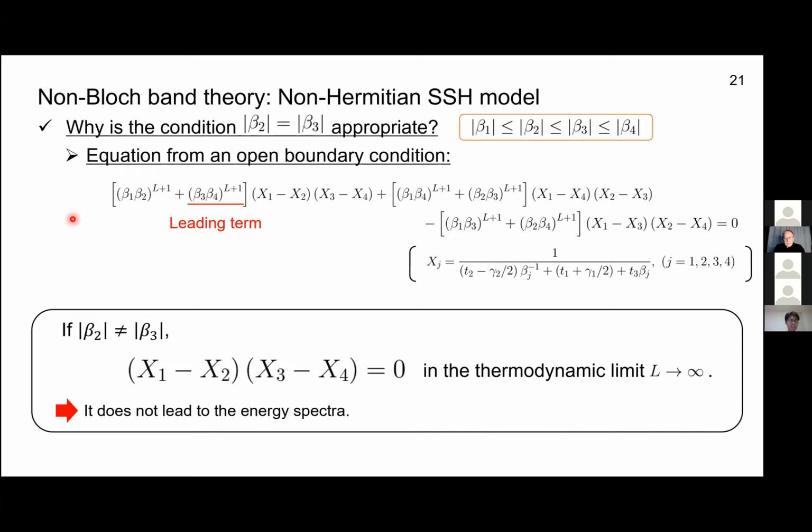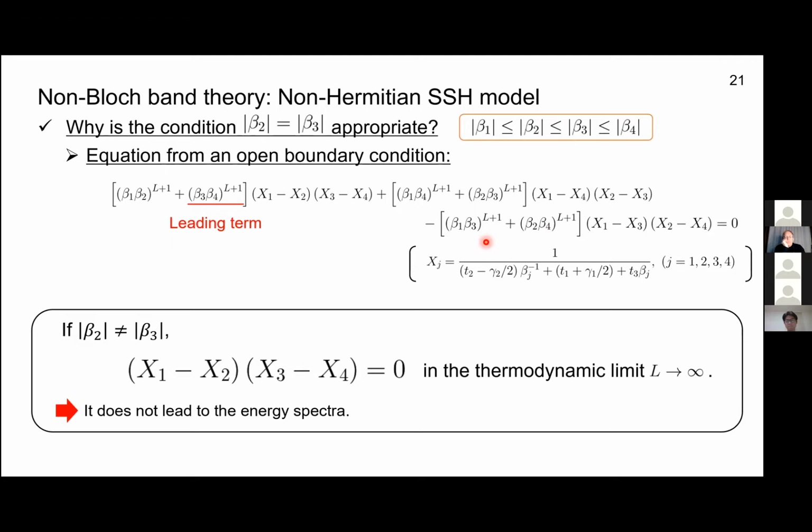And so, the general solution of the Schrodinger equation under the open boundary condition gives us the equation as this. This is the equation which the wave function must satisfy. In this equation, xj is defined in this form, and importantly, xj does not depend on the system size.